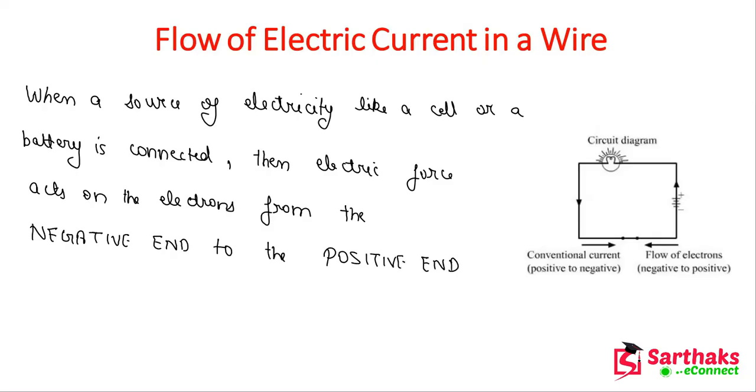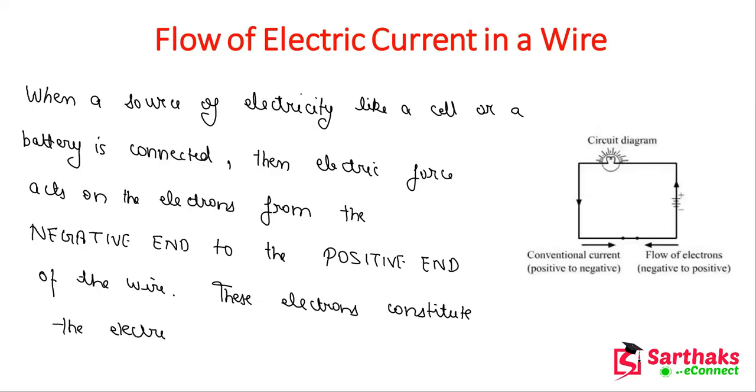To the positive end of the wire, and these electrons constitute the electric current that is present in the wire. I hope this is clear to all of you.